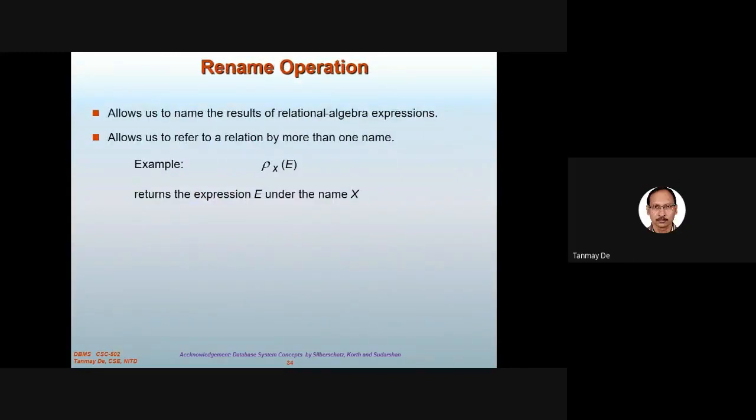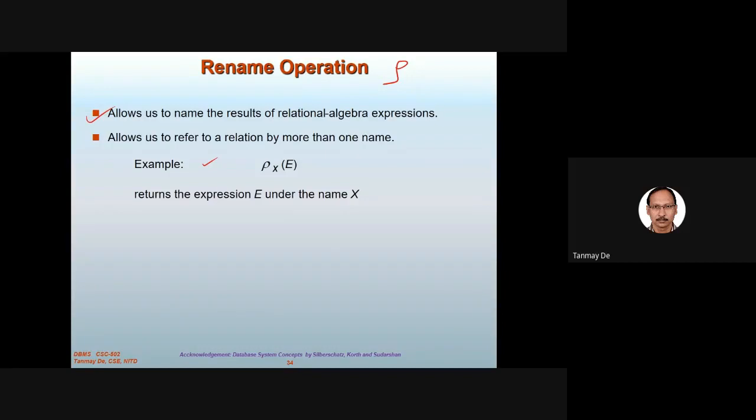Now, the rename operation. This rename operation allows us to name the result of a relational algebra expression, and also allows us to refer to the relation by more than one name. What is the general form? The rename operation uses the symbol rho, rho x of e. What is the meaning of that? It returns the relational algebra expression e under the name x.